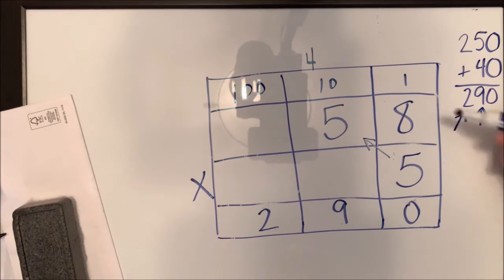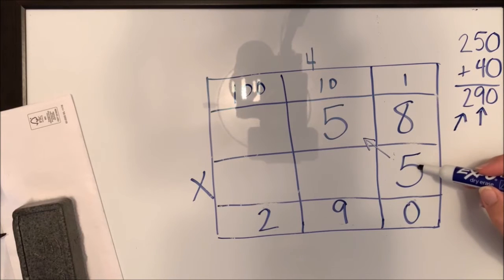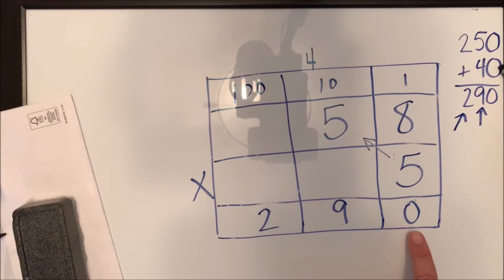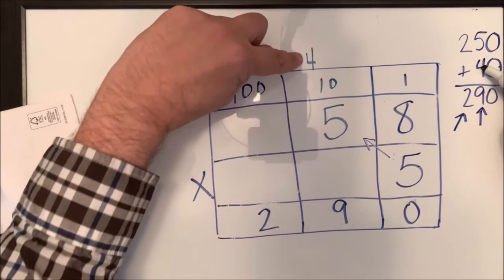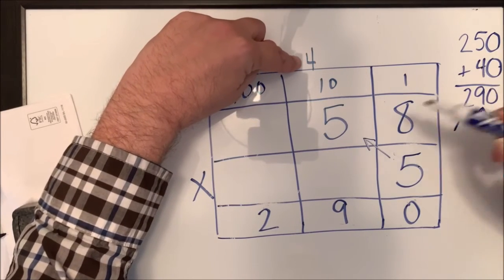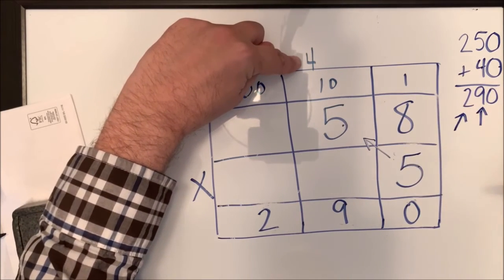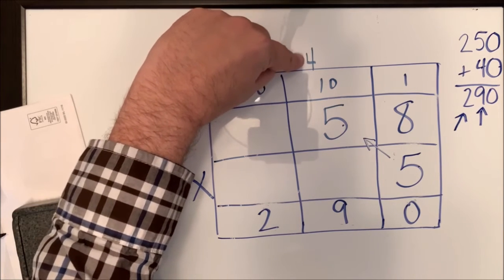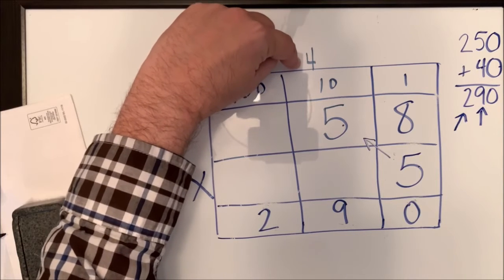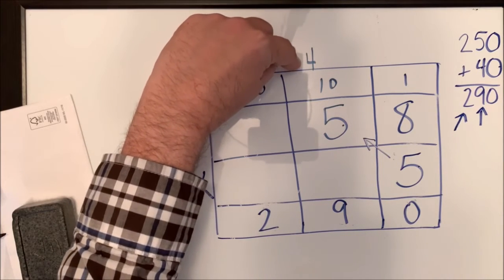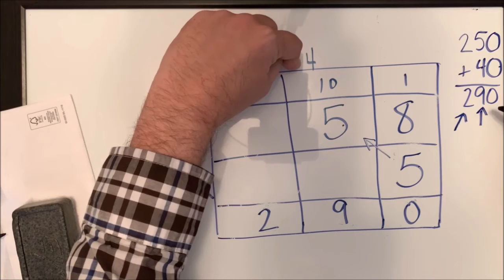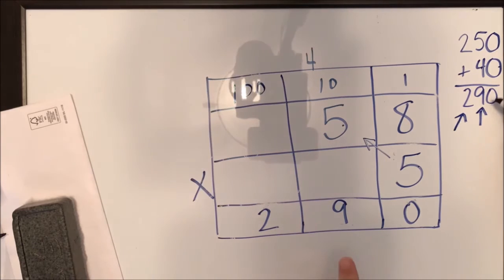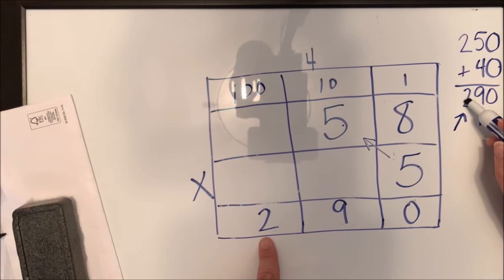So just to review, 8 groups of 5 is 40. I don't have any ones, but I have 4 tens. 5 groups of 5 is 25. We need to add the other 4 in that are sitting on top. Don't leave them out. So that's 29 groups of 10, which is 290. So I have 9 tens and 2 hundreds. So the answer is 290.